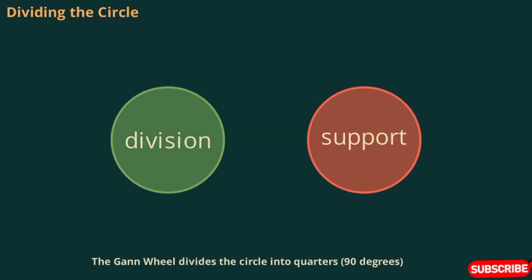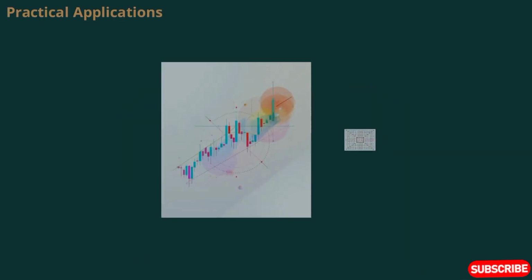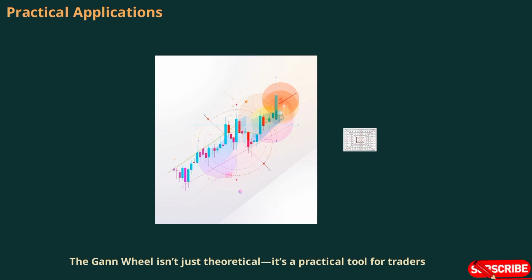The Gann wheel divides the circle into quarters of 90 degrees, eighths of 45 degrees, and sixteenths of 22.5 degrees. These divisions are not arbitrary; they often correspond to significant support and resistance levels in the market. By understanding how to divide the circle, traders can better anticipate where price reactions may occur and plan their trades accordingly. The Gann wheel isn't just theoretical, it's a practical tool for traders.